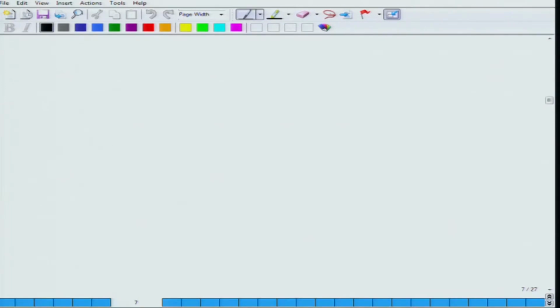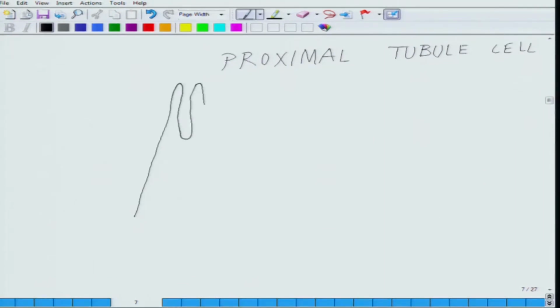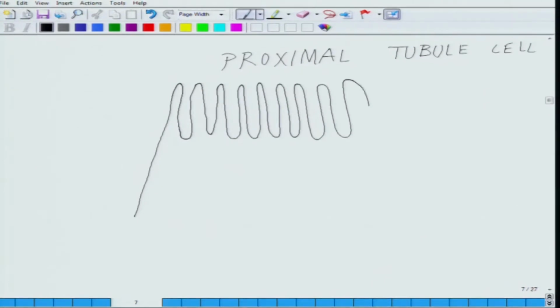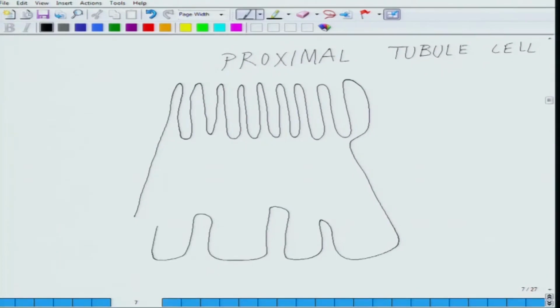So, basically in the proximal tubule, cells are like this. Proximal tubule cell. So, these individual cells have a lot of brush borders like this. These are the brush border, like your toothbrush, it is almost like this. So, this is the brush border which is increasing its surface area of contact, and this is the basal part of it. And you have structures like this all over the place.